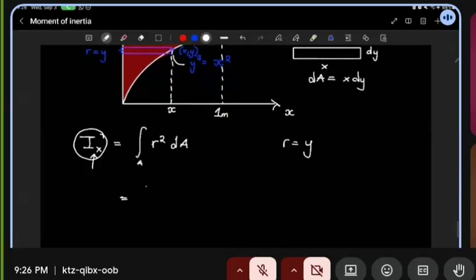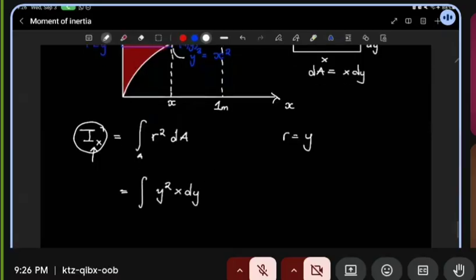The radius, however, as we saw, is just a y. So the radius squared will be y squared, but dA comes with x dy. Since we have to integrate with respect to y, we don't want to have the other variable in play.